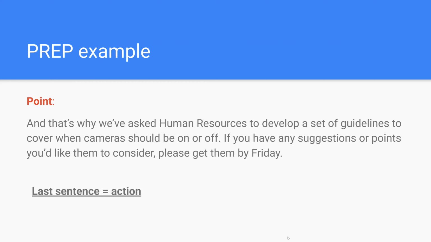And we're also including a suggestion and a call to action for our audience at the end, where we say, if you have any suggestions or points, to turn them in by Friday. So as you can see, we're starting with the initial point related to the topic, then reason, examples, and a concluding point that includes some kind of action.